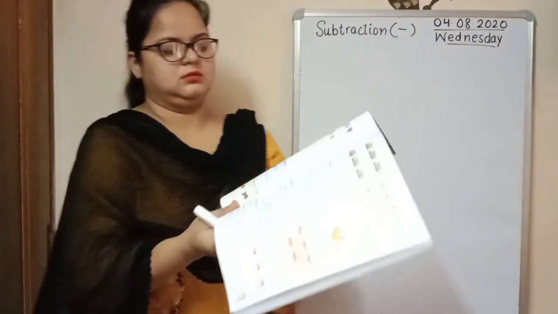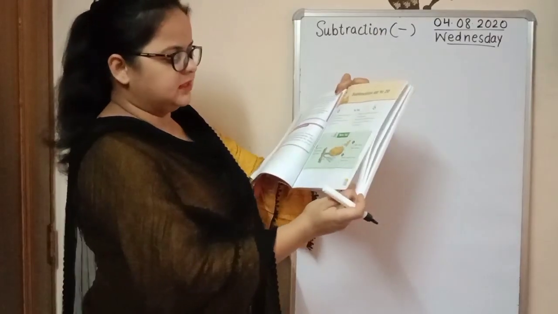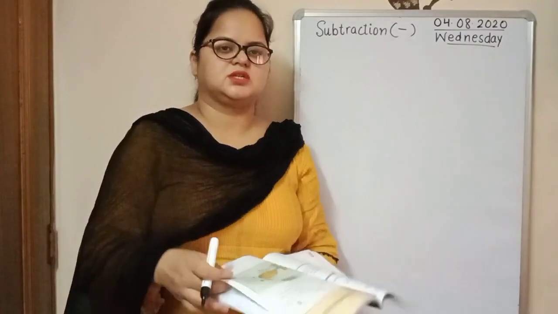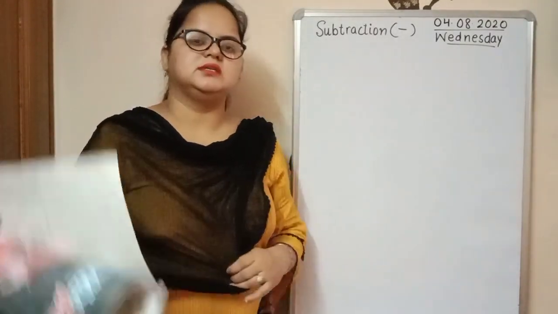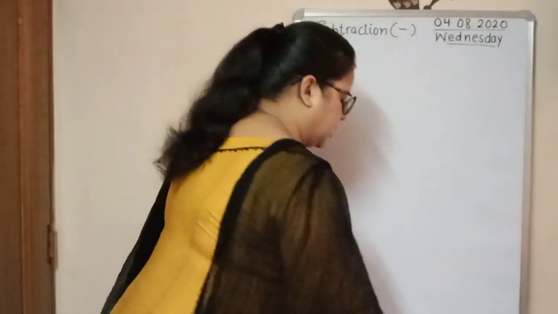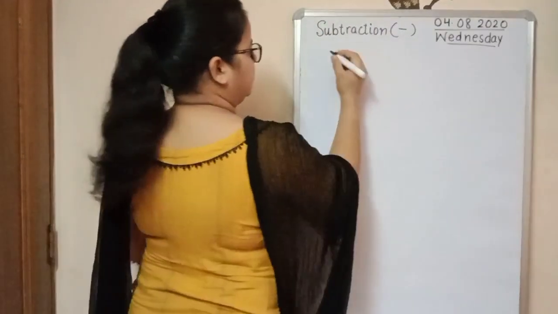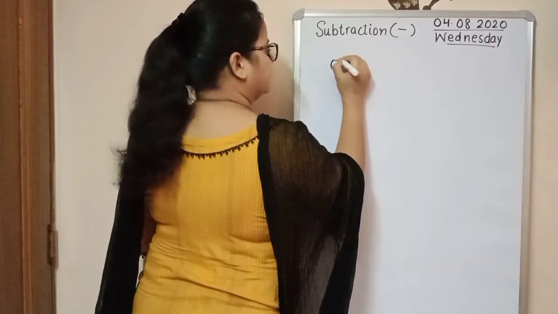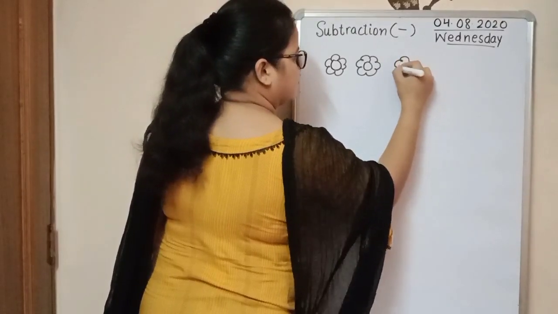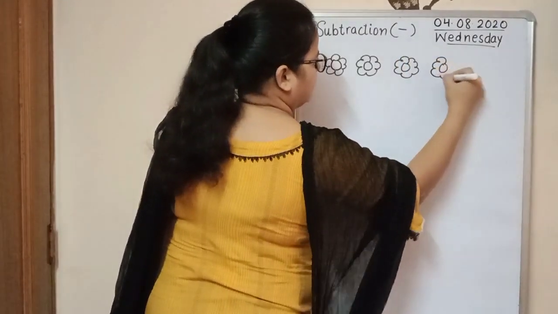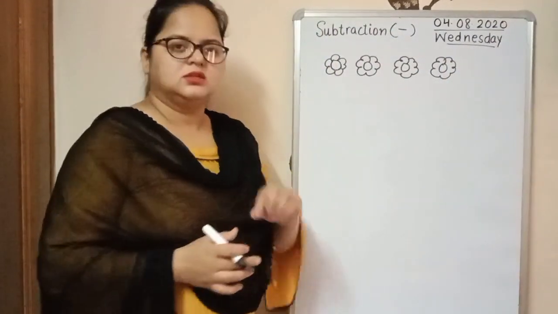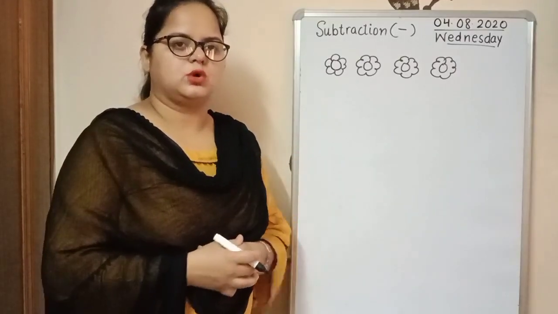So here in your books you can see page number 35, chapter number 3, subtraction up to 20. We will start subtraction from today. Subtraction means taken out. Taken out something is called subtraction. So here now see at the board. I am making some pictures. You also have to draw these kinds of pictures in your notebooks. If you can't draw the flowers, you can make the simple circles only.